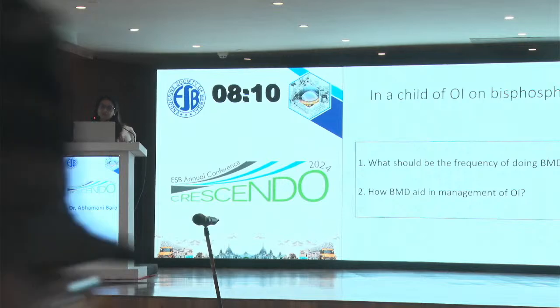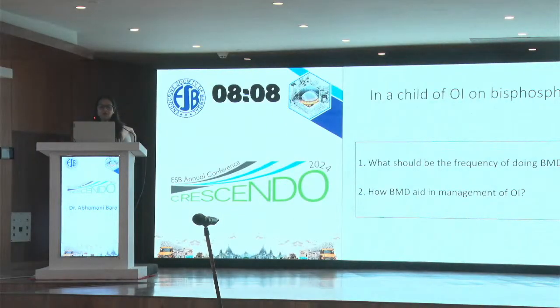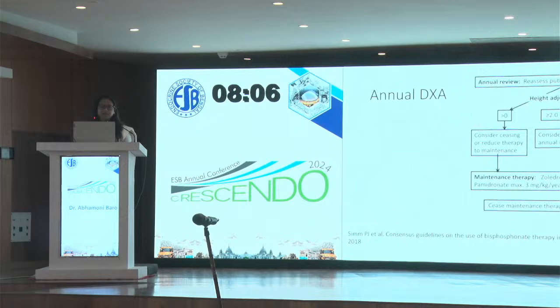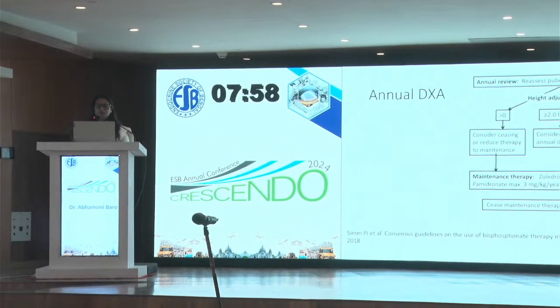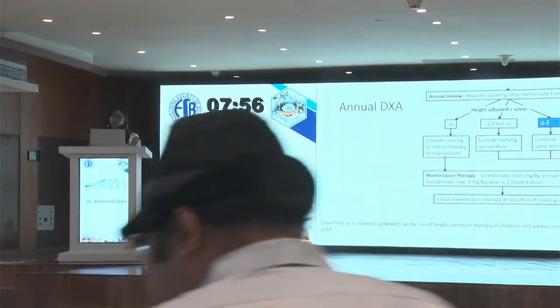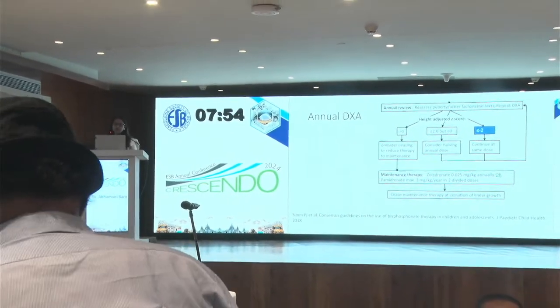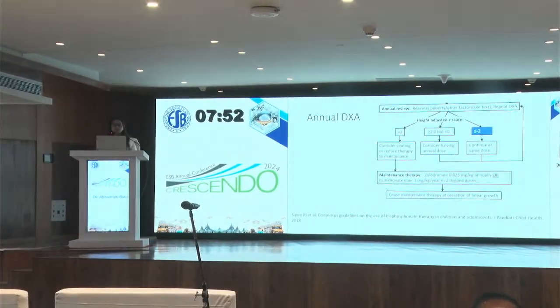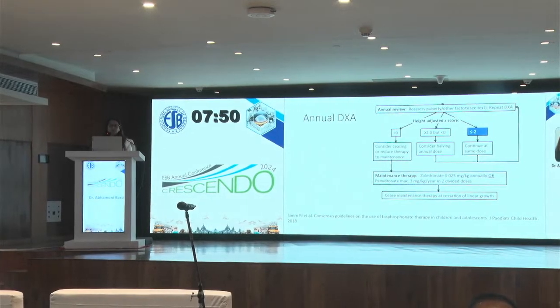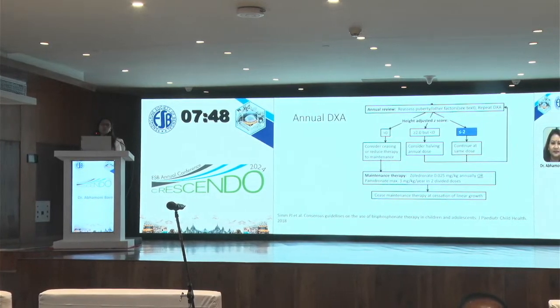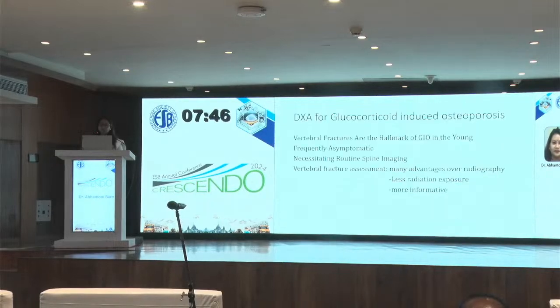So what should be the frequency of doing BMD in OI and how would BMD aid in treatment? Basically, we should do an annual BMD starting from baseline, and then monitor annually. If it is below -2, we continue the same dose. Between -2 and 0, we halve the dose, and if it is above 0 or above +2, then we can either reduce the dose to 1/4 or we can stop the dose.